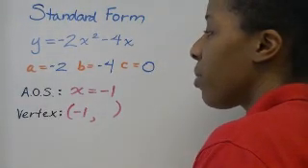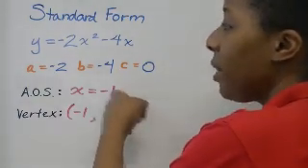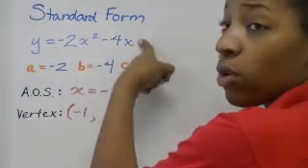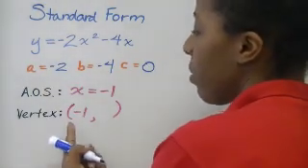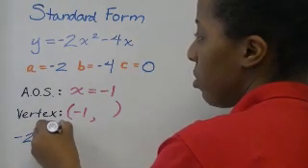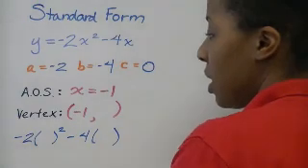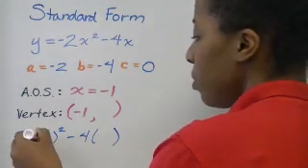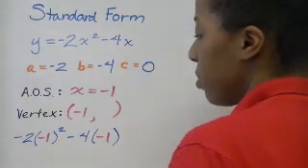Now let's find our vertex for our parabola. Our vertex, remember, is use your x value from the axis of symmetry, plug it into your standard form equation, and solve for y. So that's what I'm going to do. My x value is negative 1. I'm going to plug in that negative 1. And I'm going to work out my problem.